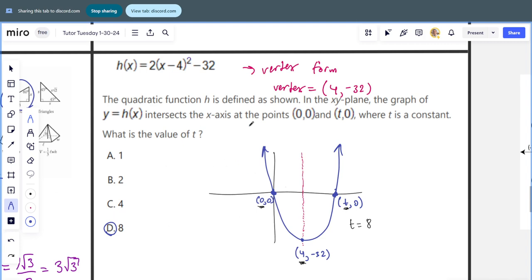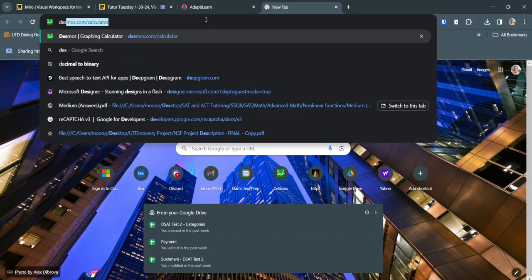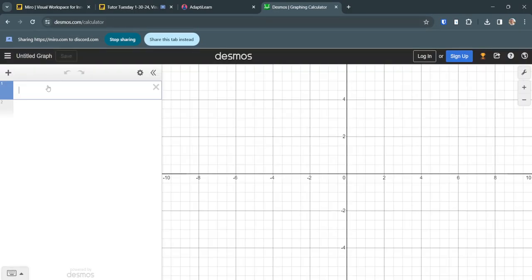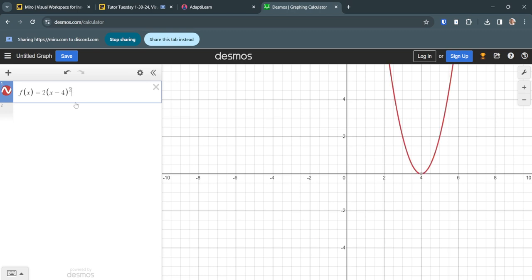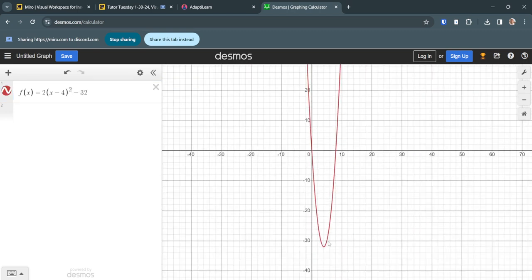Are we allowed to graph this during the SATs? Yes. You can go to Desmos. Because they've now built a Desmos calculator into the test, you can plug in f of x equals 2(x minus 4) squared minus 32, and you get the same graph that I drew out, just scaled a little bit differently. From here, you can very quickly find that x is equal to 8 for that other solution.